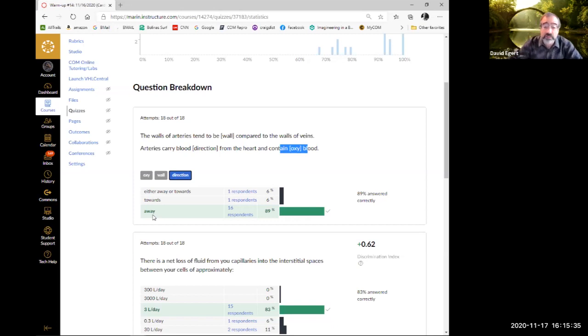Again, I think people always get this idea, arteries are red, but pulmonary arteries are blue. Pulmonary veins are red. You're carrying blood back from the lungs that's oxygenated. Hemoglobin that's fully bound to oxygen is bright red.